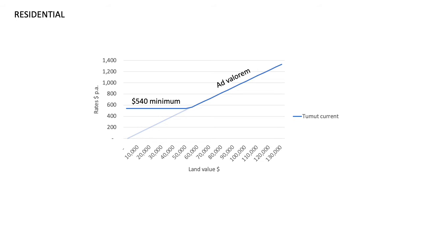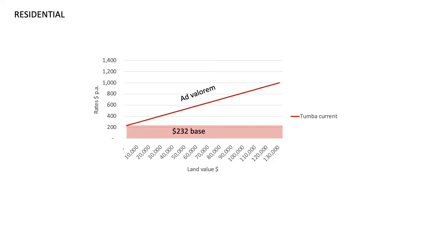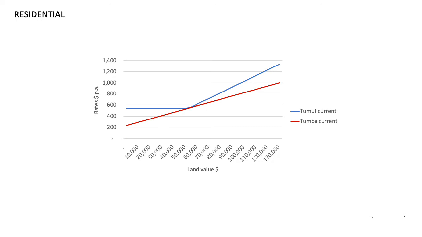So you can see that below a certain threshold, here with residential it's about $53,000, everyone pays $540 regardless of the value of their land. The former Tumbarumba Shire Council used the other option available under the Act, which is a base rate. So you can see here that everyone pays $232 as a base rate, and then the ad valorem is applied on top of it. When we compare the two, the system in Tumbarumba is arguably fairer.